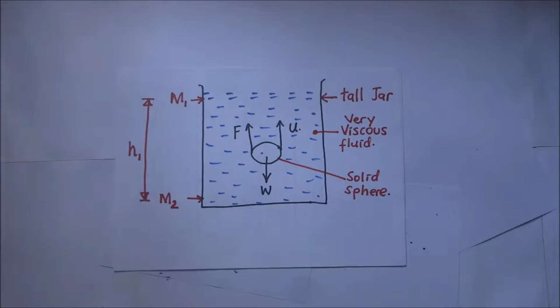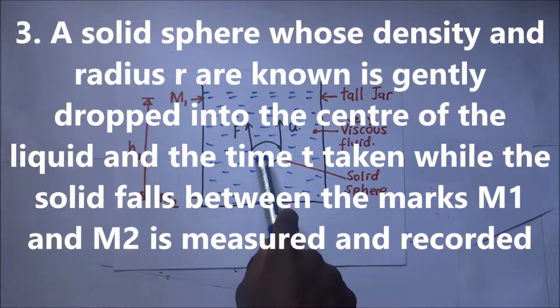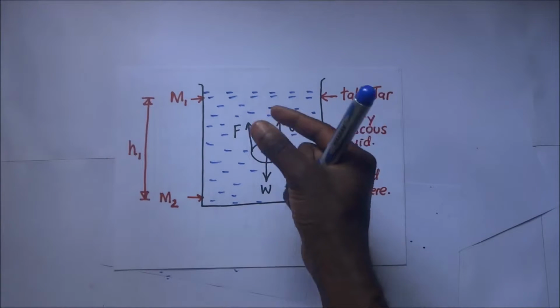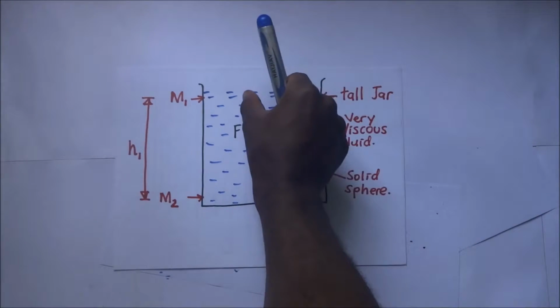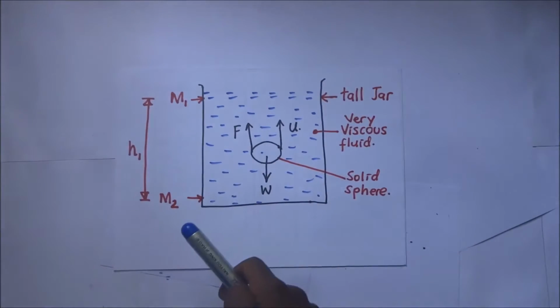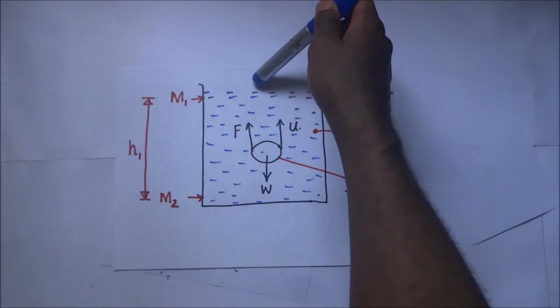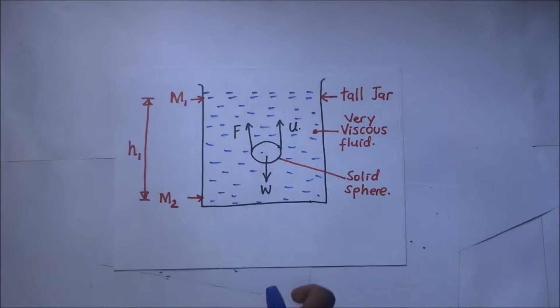And then thereafter, we get a solid sphere. Again, for this solid sphere, we need to know its density and its radius. After we know those, we are going to gently drop it centrally in that viscous fluid. When you gently drop it there, it is going to drop down into that very tall jar.